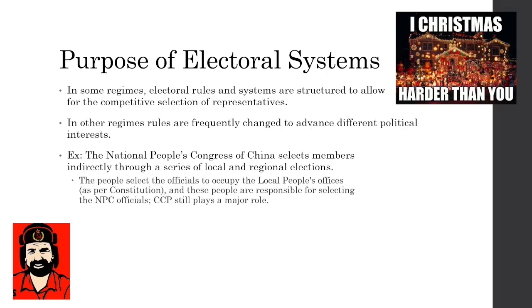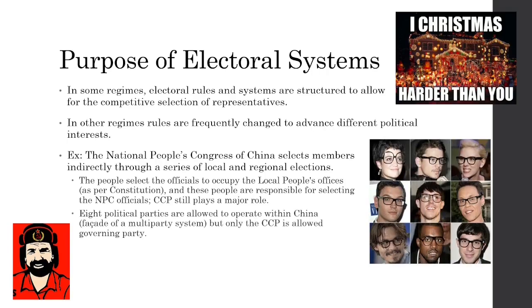The people select the officials that occupy the local people's offices. So they select the local individuals. That's what the people do, and that's set by the Constitution. And these people that are in the offices are responsible for selecting the National People's Congress, not the citizens. And of course, the Chinese Communist Party plays a major role, because the only people who have any voice, any power, are those that are in the Communist Party and support the interests of the party.